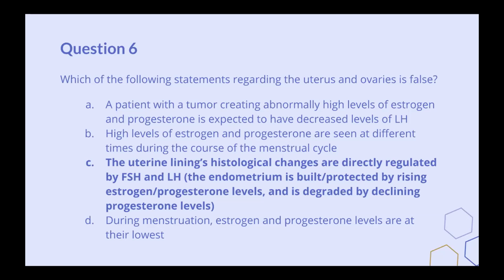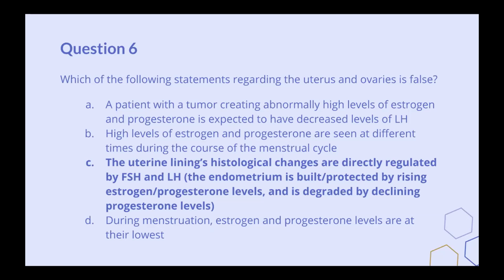So remember when I said estrogen establishes, progesterone protects. The endometrium is initially established, or built, by estrogen and is maintained later on by progesterone in preparation for implantation. We would circle C as our right answer, but let's double check and take a look at D.